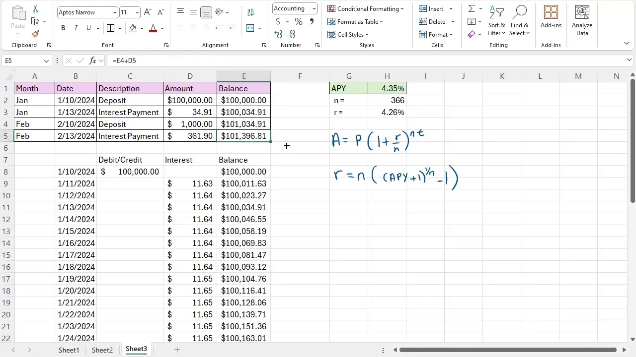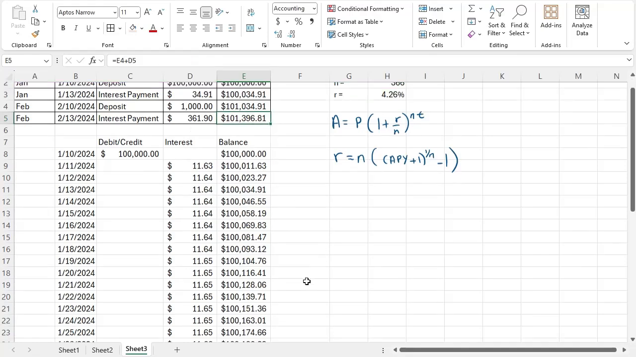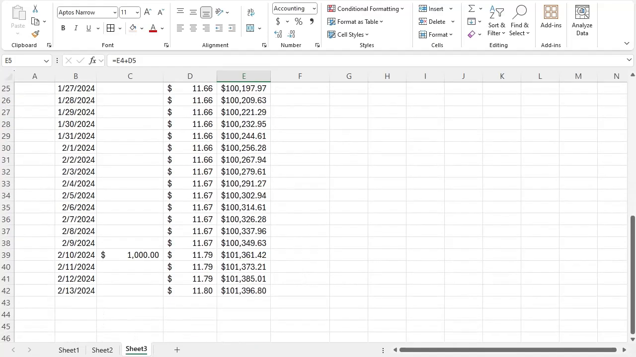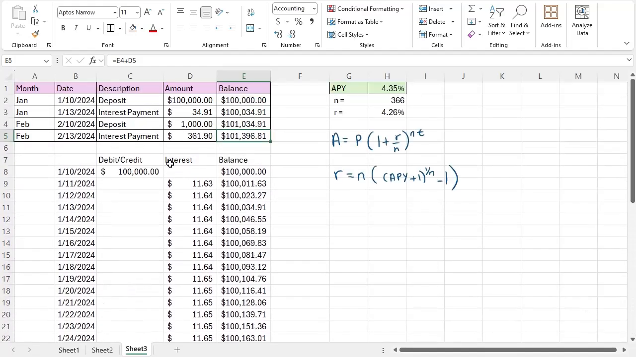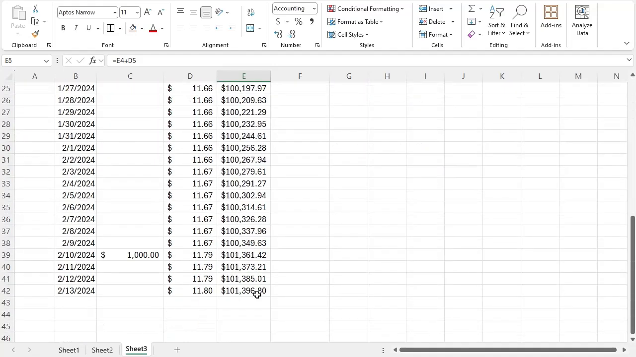I have $101,396.80. Okay, and you do notice that it is off by one penny, and that's not uncommon, right? Because banks do different rounding. And a lot of times when I'm doing these calculations at home, it doesn't necessarily mean that I made a mistake or the bank made a mistake. We just round it differently, and that's okay. Okay, so to be off by one penny is not that big of a deal.